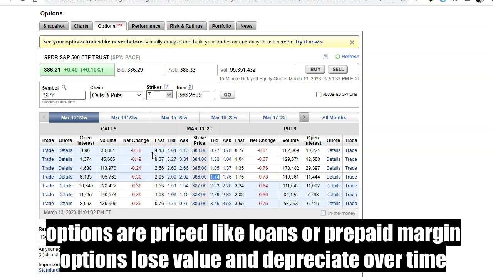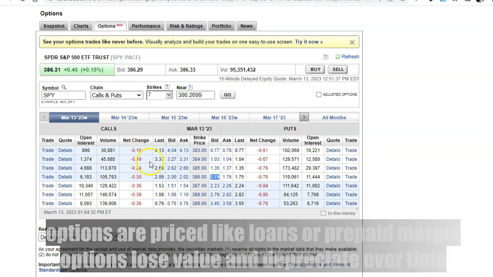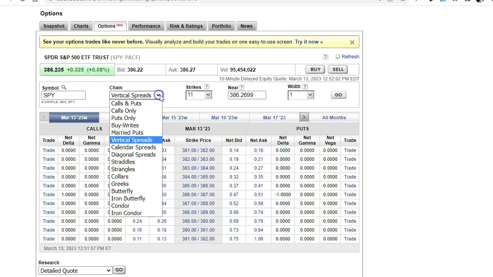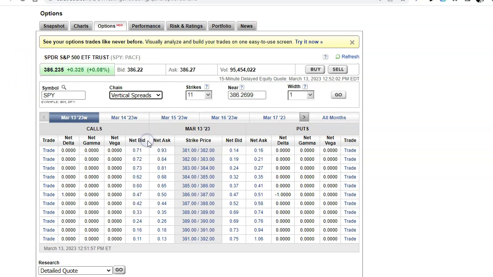So to avoid this, I use spreads. Most traders who trade options eventually learn how to use spreads. And spreads, it's when you combine two options to make like a little box, a box spread. So then let's jump over to the spreads. I already have it set up. I'm using the E-Trade website just to show the vertical spreads. They're called vertical spreads. All it means is I'm trading two options that are next to each other.